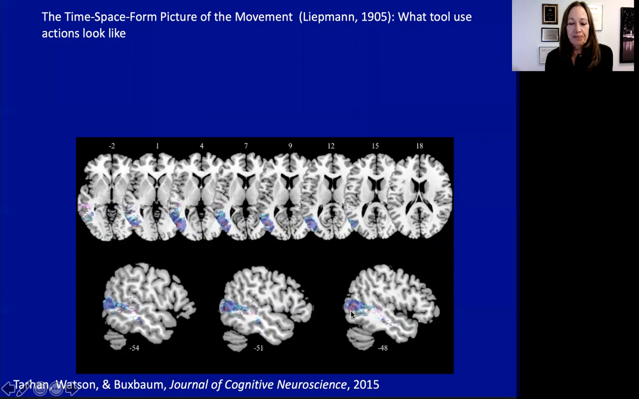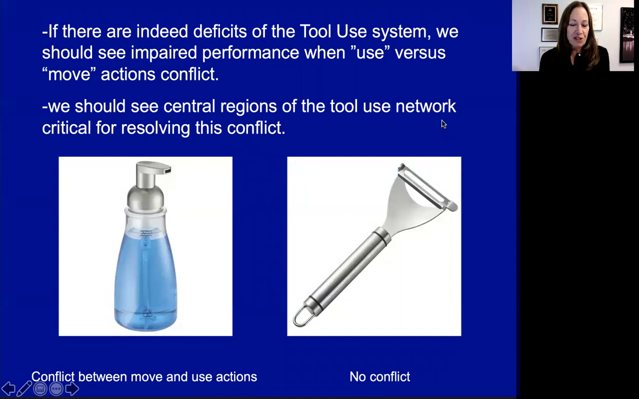Okay, so now I'm going to return to the idea of contrasting move and use representations in the next section of my talk. So we reasoned that if there are indeed deficits of the tool use system in these tool use representations, we should see impaired performance when we pit one of these against the other. So when use and move actions conflict. And moreover, that we should really see that tool use network driven hard when these move and use actions conflict. And that left lateralized system is really critical for that use component and for being able to activate and select it when it's appropriate. And we can test that by looking at these so-called conflict objects.